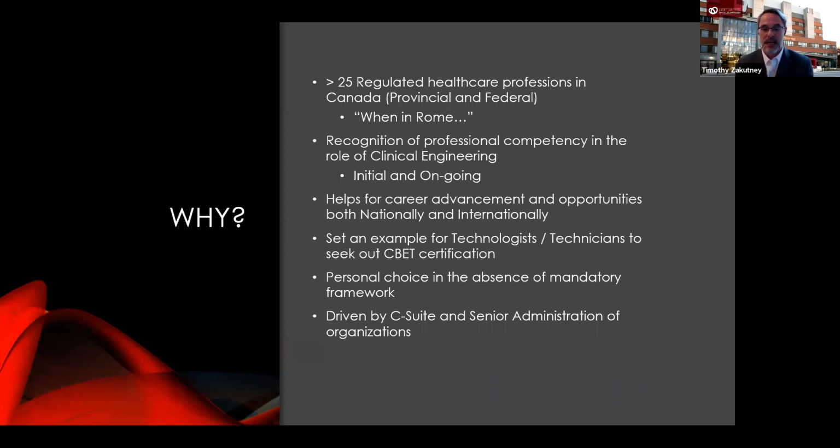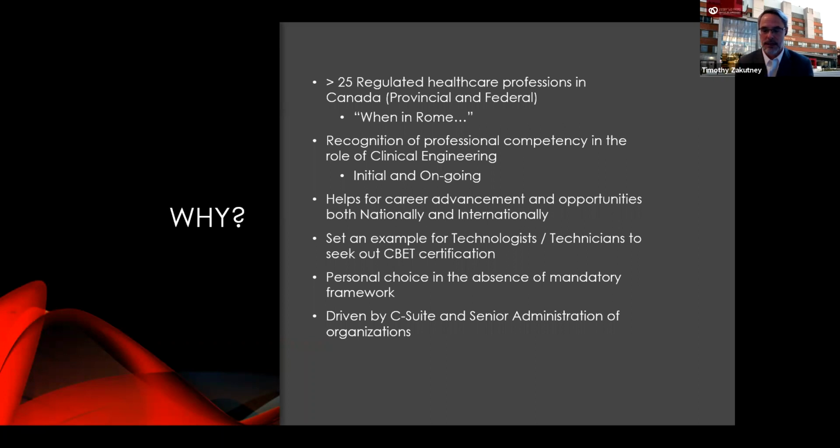In the absence of a mandatory framework, it is a personal choice, and there is some investment in time that you have to make. But once you get that CCE, that's something to be proud of. People are going to ask what it's for, and then you can explain to them that this is an evaluation of your competency and your specialized skill set. In some hospitals, colleagues I've spoken to say it actually gets driven out of the C-suite and senior administration.